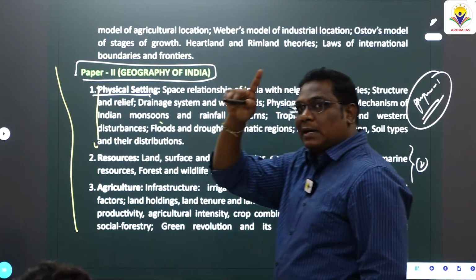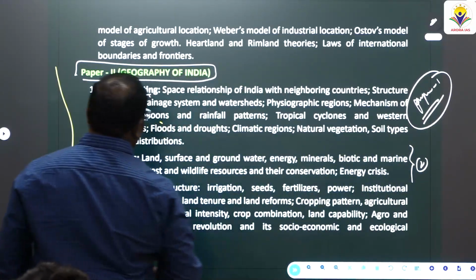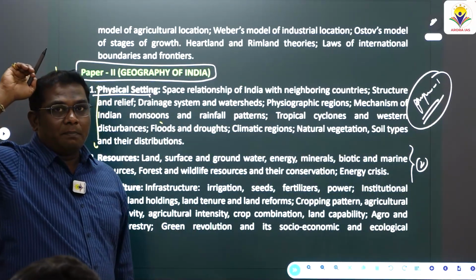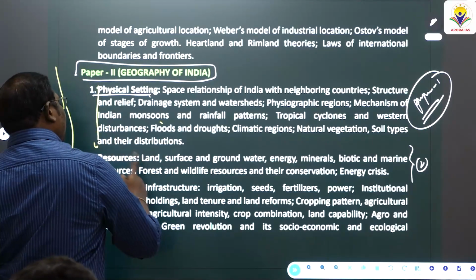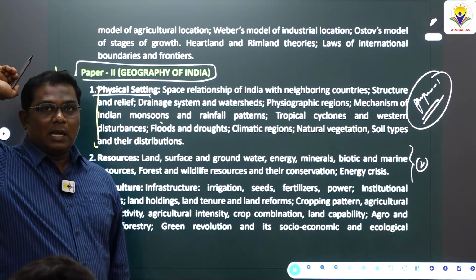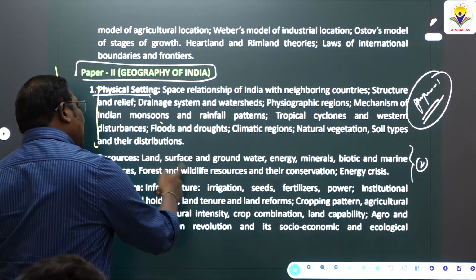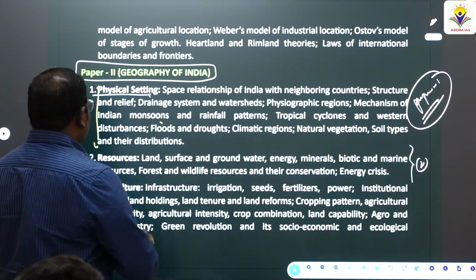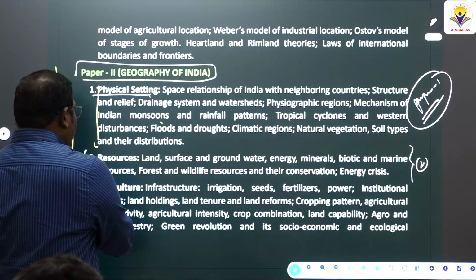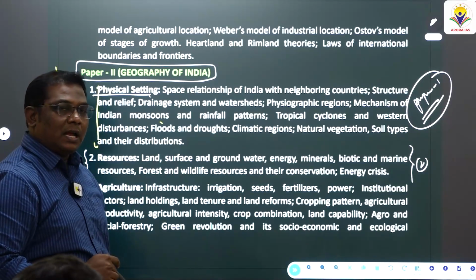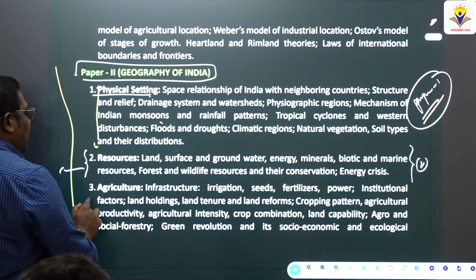There we will see global agricultural regions. Here we will see global mineral distribution. Here we will see Indian mineral distribution. There we will see distribution of the world's natural resources, wildlife. Here we will see Indian wildlife resources distribution. So resources distribution in India is a continuation of the resources in paper 1 of economic geography.